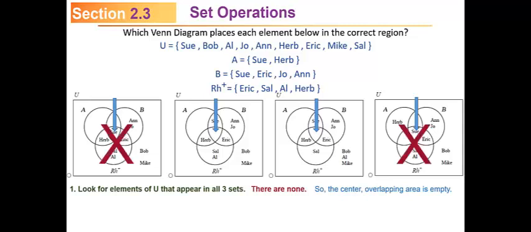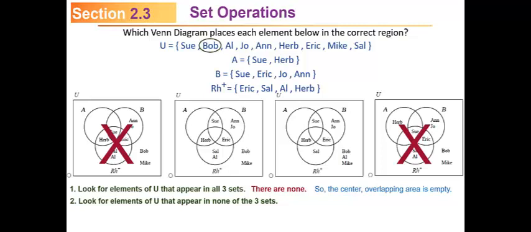So that already knocks out the first and the last Venn diagram. Now the other extreme would be to look for the elements that appear in none of the three sets. In other words, is there someone or more than one person whose name doesn't appear in A, B, or Rh plus? If you go through and look, Bob is not in there. And if you go one by one, you get near the end when you find another, and that's Mike. Mike is also not in any of those sets. If you go one by one, the others are in at least one of those sets.